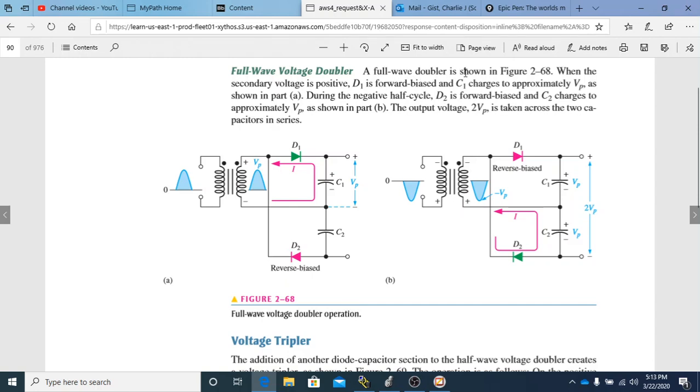And again, it says a full wave doubler is shown here, and it's 268. When the secondary voltage is positive, D1, the green diode, is forward biased and C1 charges to approximately VP, which is right here. As shown in part A, during the negative half cycle, D2 is forward biased, that one's here, and C2 charges to approximately VP, as shown in part B. The output voltage 2 VP is taken across the two capacitors in series. So we're doing the same thing as in the half wave, except now we're a full wave. In a full wave, we should understand now how that should look.